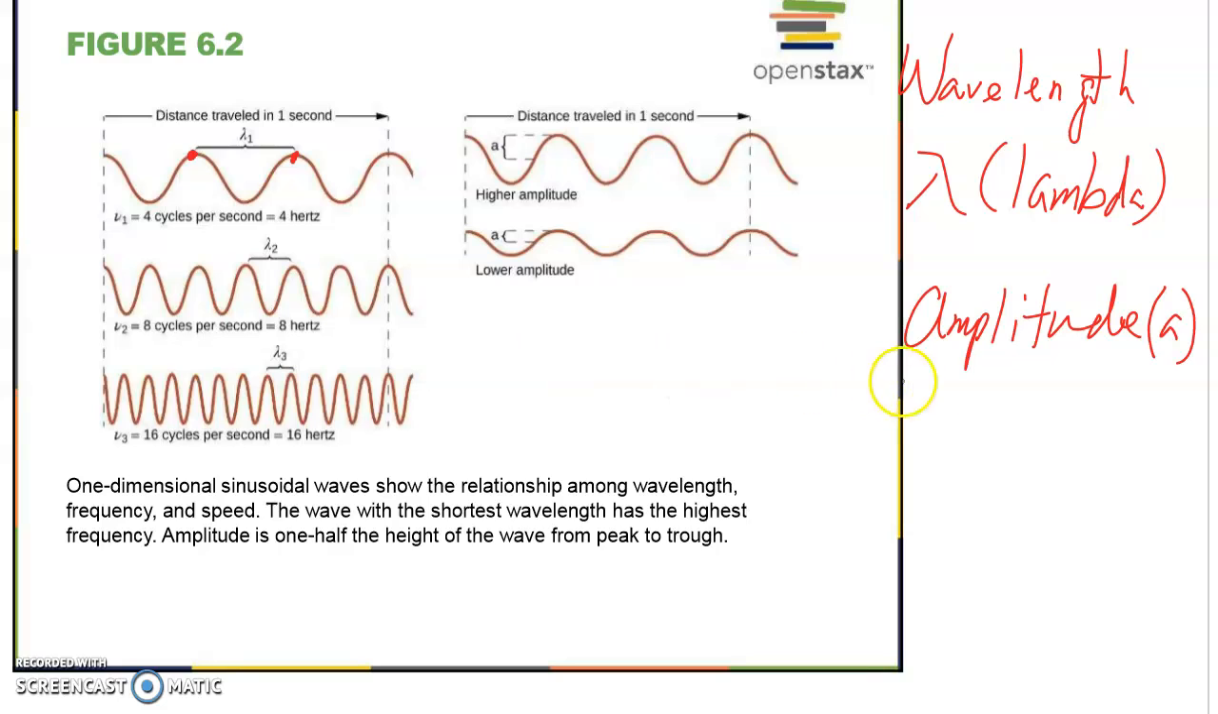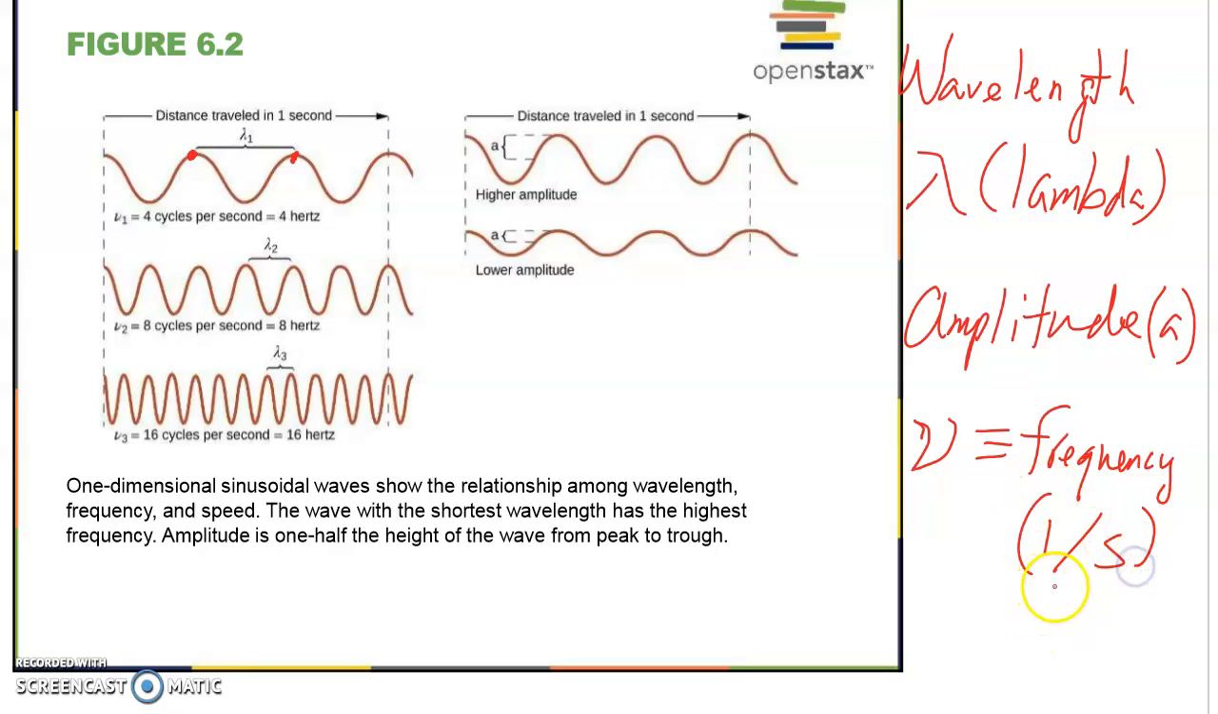You may have heard people talk about frequency. For frequency, we use a letter nu. It looks like the letter V, but it's bent a little bit. Frequency means how many wave cycles per second. So it has the unit of waves per second, or 1 per second. We also call this unit hertz. Let's say if it oscillates 60 times per second, then we call that 60 hertz.